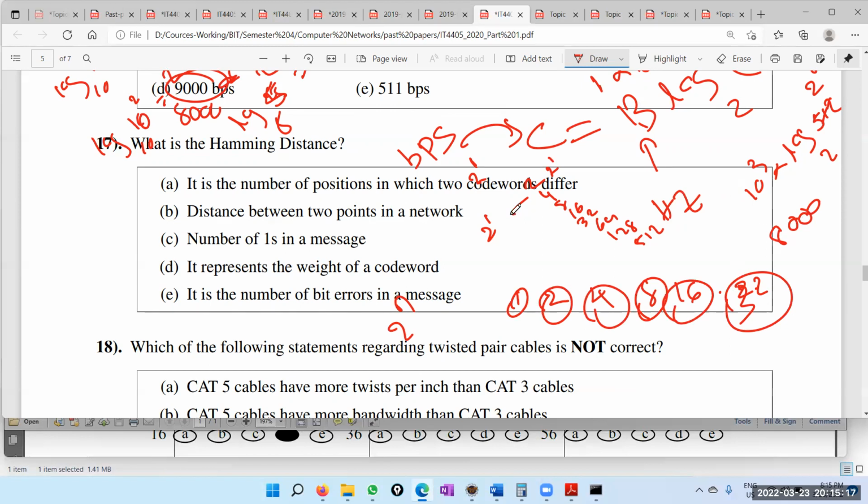So it is a number of positions in which the two codes differ. Distance between 2 points in network, definitely no. Number of ones in message, no. It represents the weight of code word, no. It is the number of bit errors in a message, no. It is the number of positions in which code words differ. I think that is correct, right?